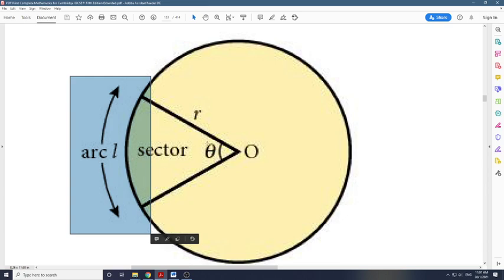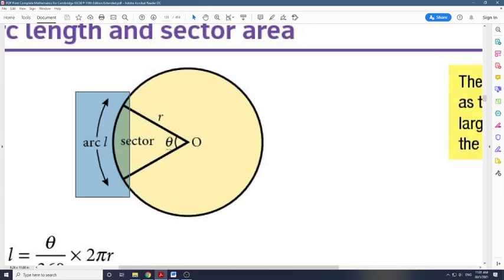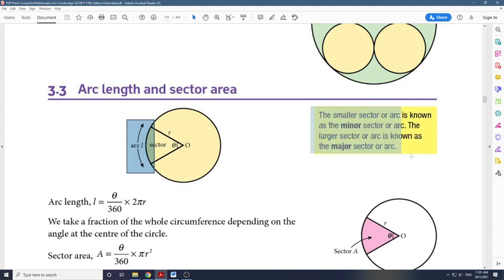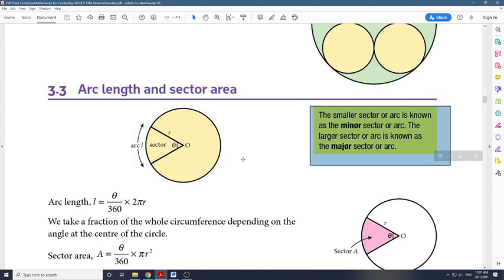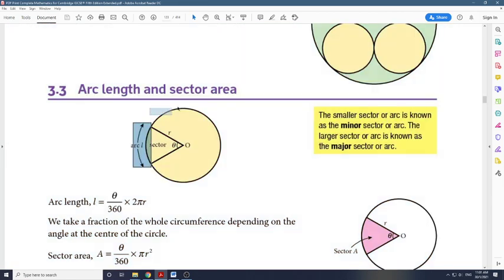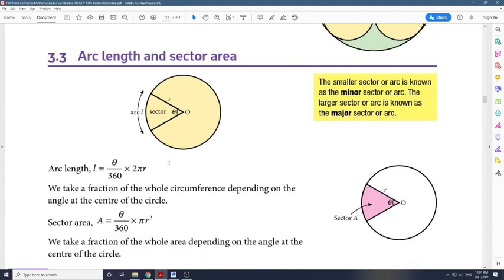But there are two types of arc. There's a minor arc and there is also a major arc. Minor is the small one, major is the big one. As long as it's more than half, that's the major arc. If it's less than half, it'll be the minor arc. Same thing with sector. Now sector is more like a part of the area.